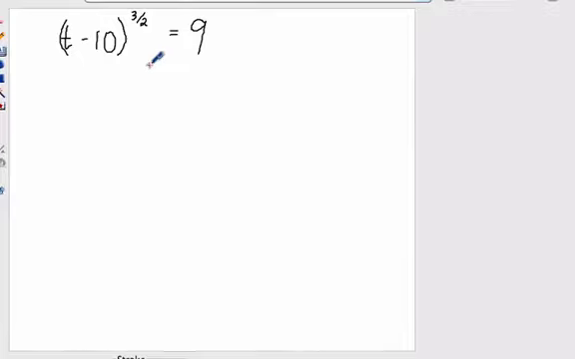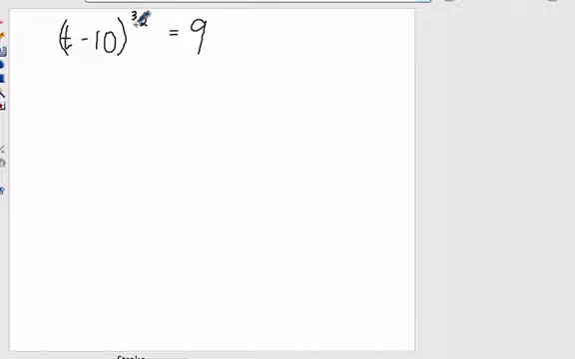All right, in ALEKS there is a topic titled Solving an Equation with Positive Rational Exponents. And so you're going to get a question that looks like this, and they ask you to simplify it as much as possible. So that means we're not going to find an approximate answer. We need to find an exact answer and simplify as much as possible. So what we're going to need to do is undo this exponent.